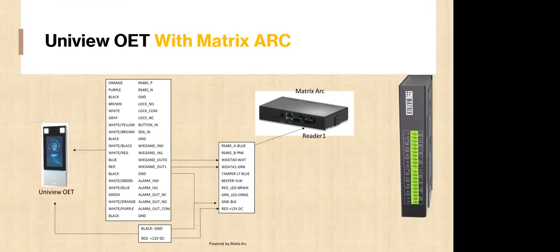And additionally, we have a function which Viraj did a lot of testing on. We actually can connect our UniView OET thermal face scanner with the matrix ARC. And when there's a successful face recognition plus a card matching event, it will open the door strike. And yeah, we have all the wiring diagrams here. This presentation will be available after. We will send it to your email. So don't worry if you're missing anything out. We're going to send you guys a presentation afterwards.